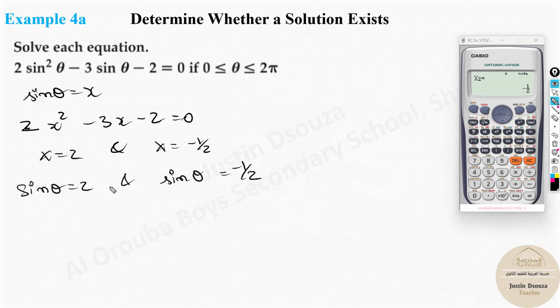But before we solve this, look here. Can sine theta be equal to 2? If I take sine inverse of 2, what's going to be? Shift sine inverse of 2 is math error. Why? Because this is out of the range.